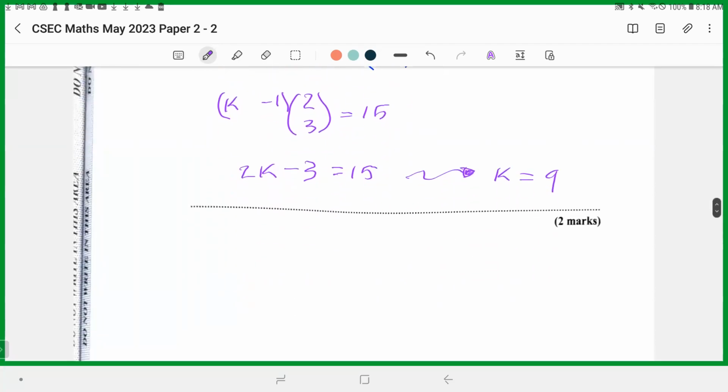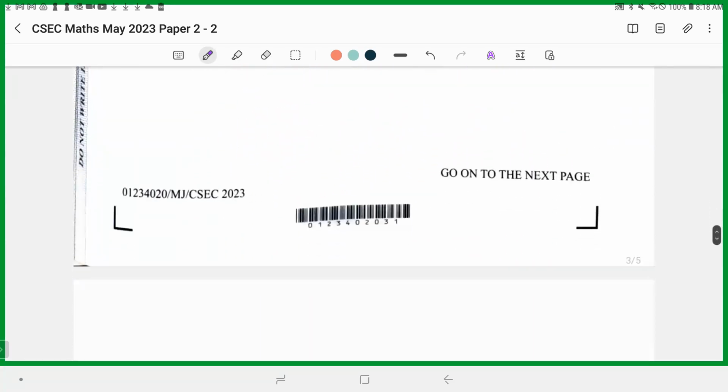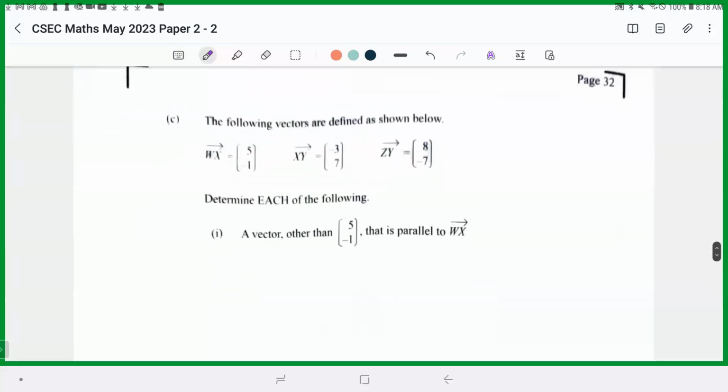All right. Then we continue down here. We'll come to vectors. So for the first time in a long while, they did not give a diagram. Most times they give a vector diagram. I like vector diagram questions. But this is an easy step. Remember, a vector is just how you go from point to point. At this level, it's as simple as that. Like translation. The question says the following vectors are defined as shown below. WX is 5, negative 1. XY is negative 3, 7. ZY is 8, negative 7. Determine each of the following.